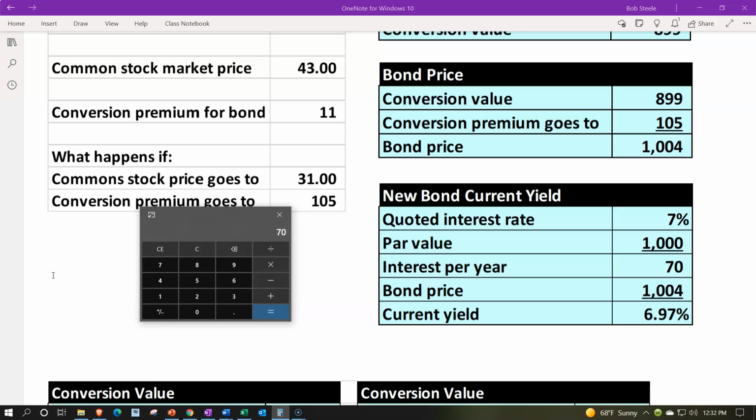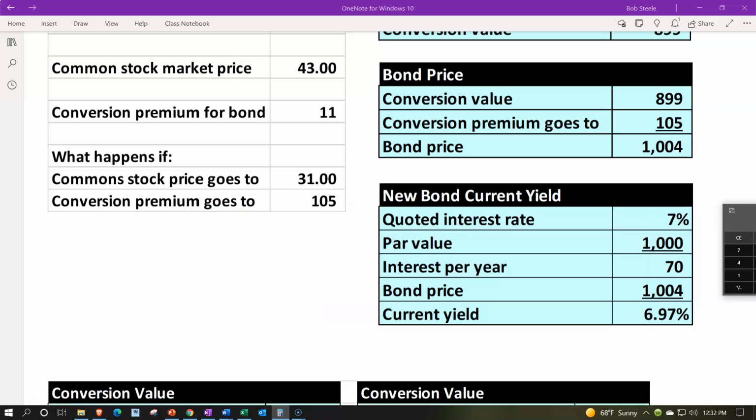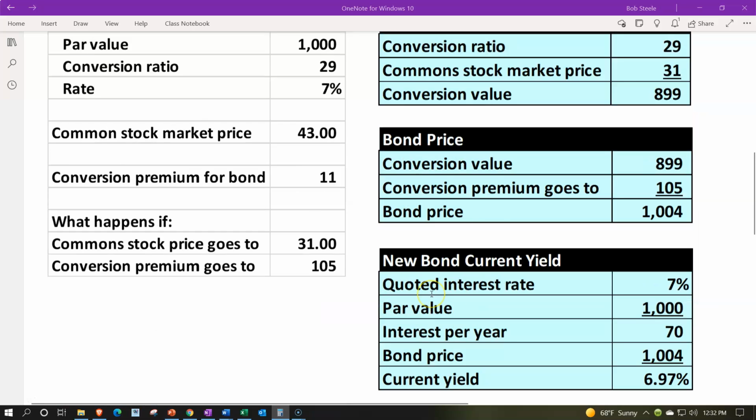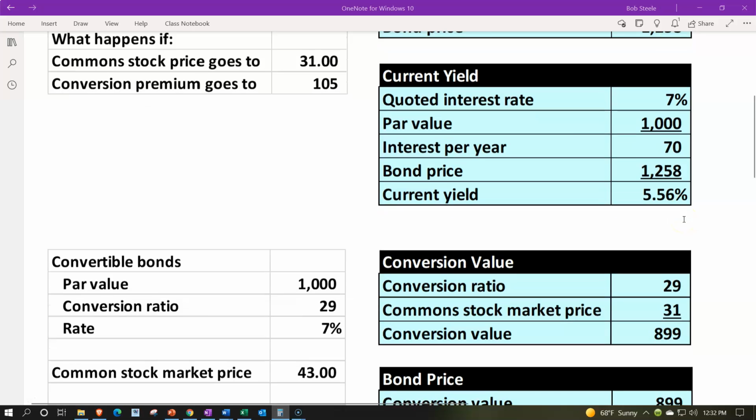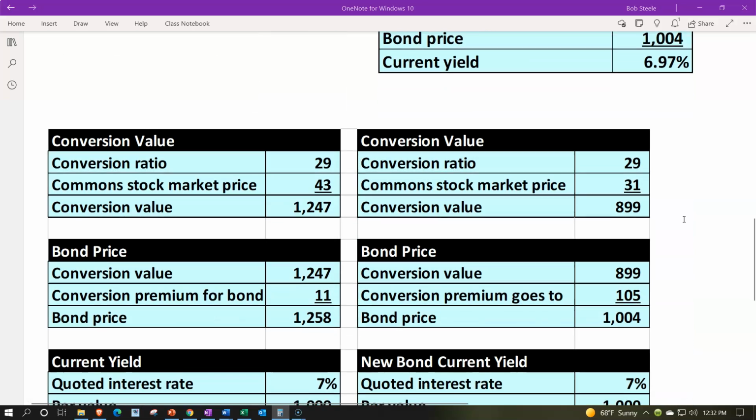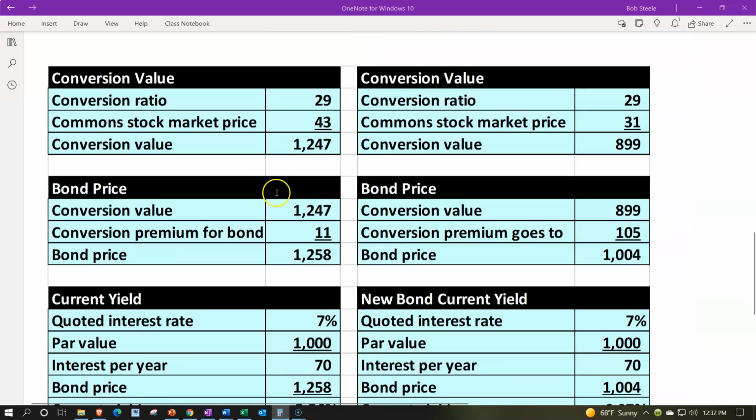So 70 divided by 1,004, moving the decimal 2 places over, gives us the 6.97%. 6.97% now versus where we were at before at the 5.56% on the yield.